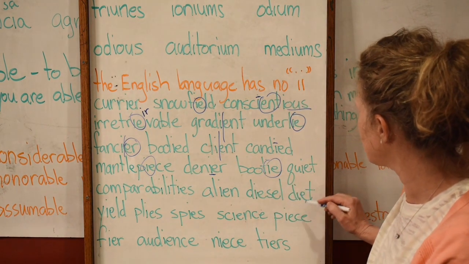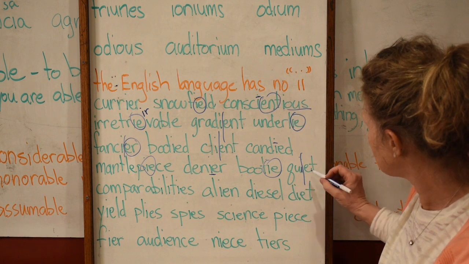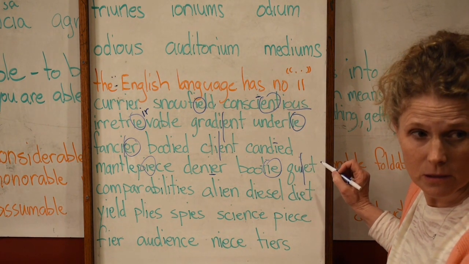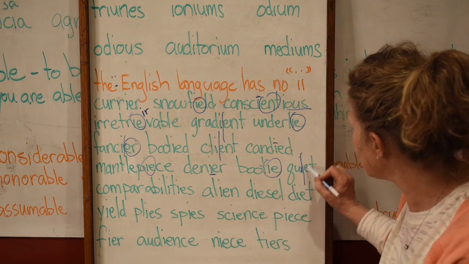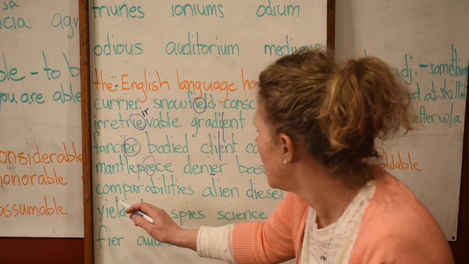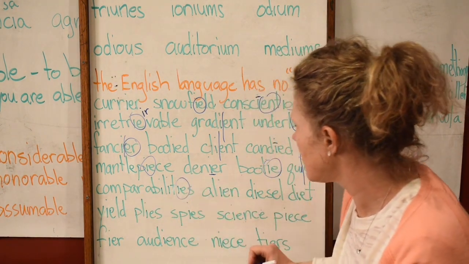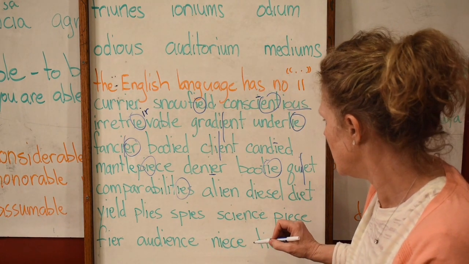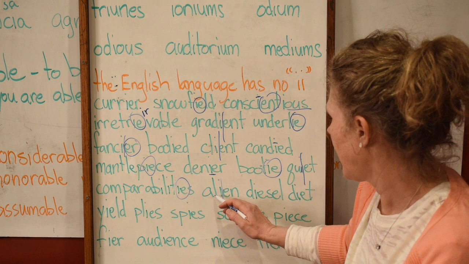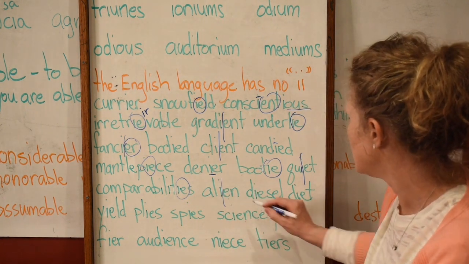Booty. See a vowel team. Quiet. Right here. Why is it saying I, Paul? Because it's the very first syllable. It's open. It says I. Comparabilities. That's a vowel team. Alien. Okay? Right here, it's saying E because it's followed by a vowel.